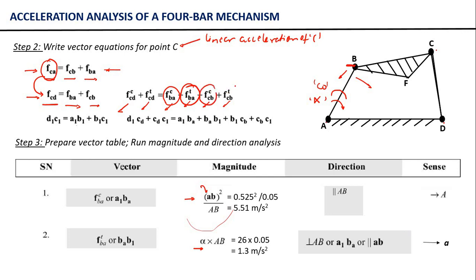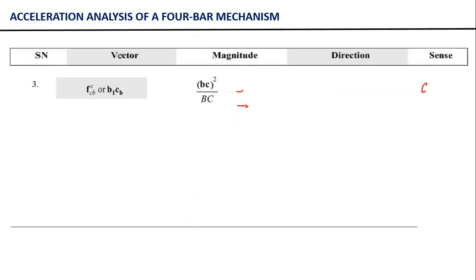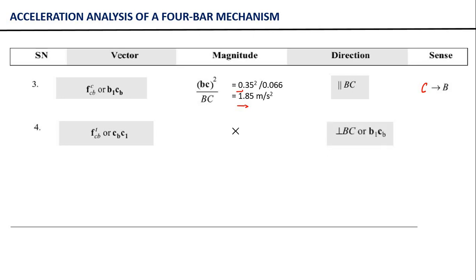Now this is done. Then let's come to the next component, which is FCB tangential. Obviously, right now we don't have any idea about the angular acceleration of link BC. So the FCBT component is unknown to us, and with the given data in the numerical problem, it is not possible to calculate FCBT. So we don't know the magnitude of this vector, but do we know the direction? The answer is yes, the direction is known. This is the tangential component and it will be perpendicular to BC. But do we know the sense?